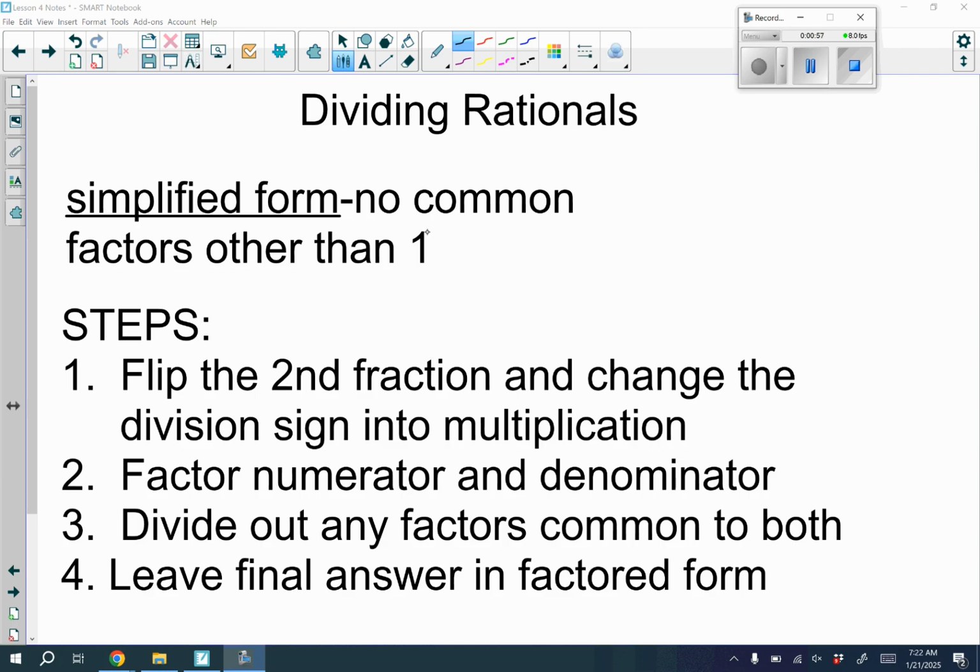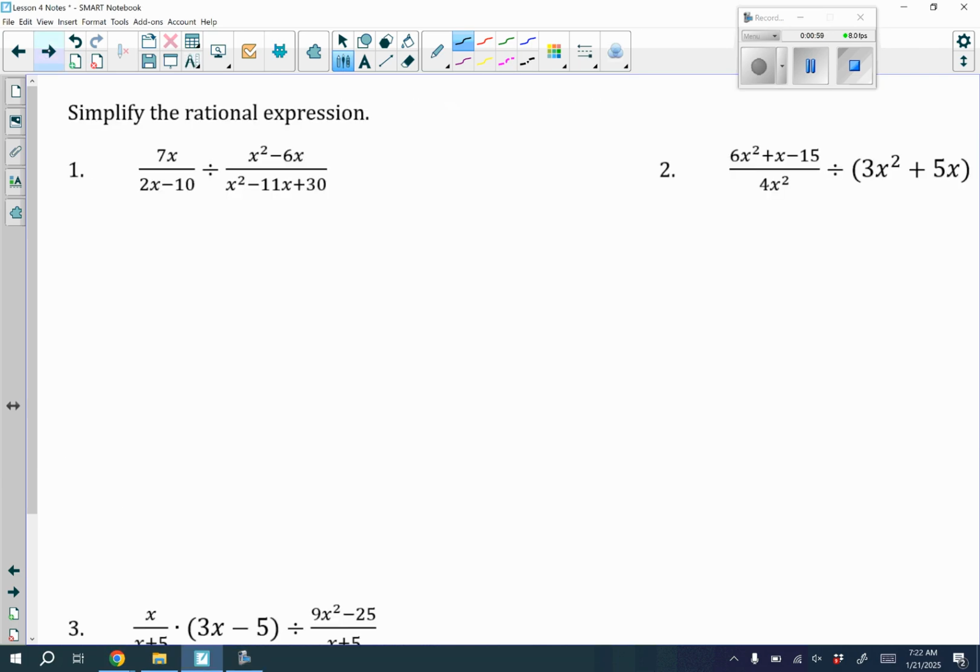Okay, let's go ahead. We're going to try our first example. Now, with these divisions, we are not going to find the restrictions. You won't have that on your homework as well. So it says simplify the rational expression. So let's start with example 1.